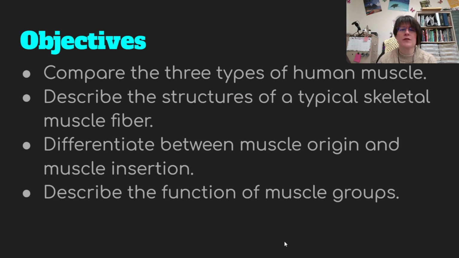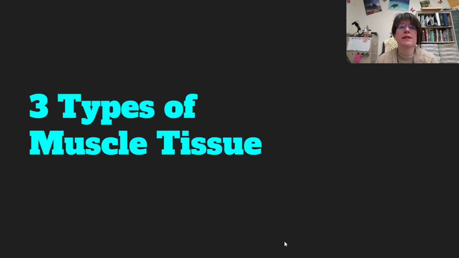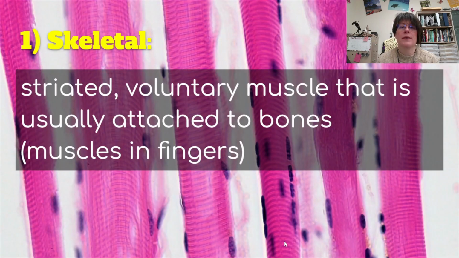So, our objectives for today are to compare the three types of human muscle, describe the structures of a typical skeletal muscle fiber, differentiate between muscle origin and muscle insertion, and describe the function of muscle groups. So, the first thing I want to take a look at is some muscle anatomy. And there are three types of muscle tissue we're going to talk about.